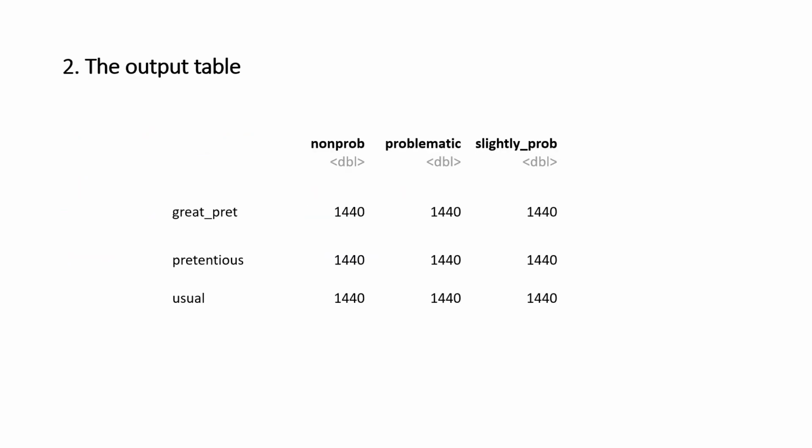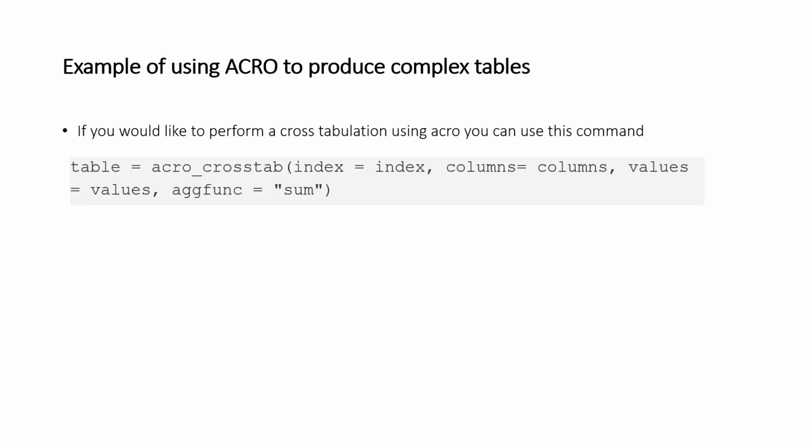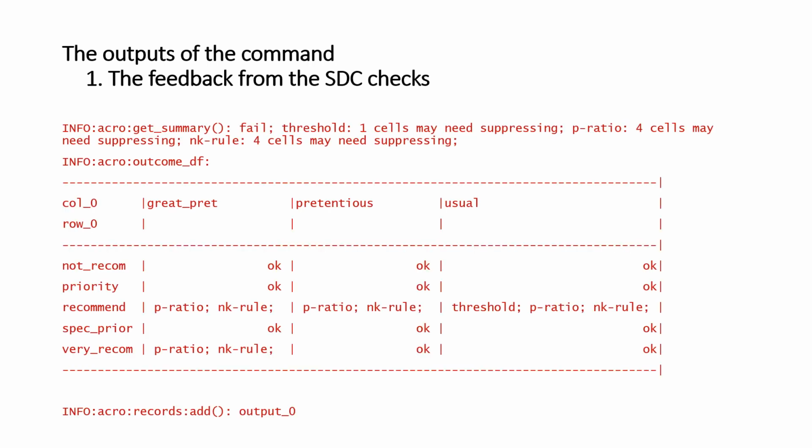Besides the feedback from the checks, the actual output is displayed, and this is the same output produced by the R table command. Here is another example of producing more complex tables using ACRO. This is done simply by using the Python function crosstab, which has tens of thousands of websites providing help. The ACRO version of the crosstab command is acro_crosstab, and then you pass the parameters. The outputs from this command have the same structure as the outputs from the acro_table command.